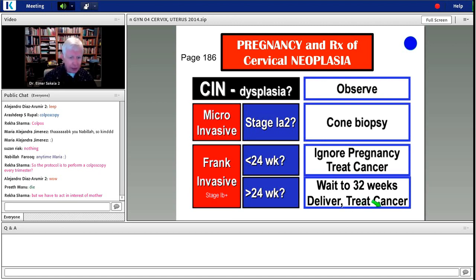Now, I don't think they're going to give you an exam question which says 24 weeks. They're more likely going to say 16 weeks and say 30 weeks. And that'll be pretty straightforward then.